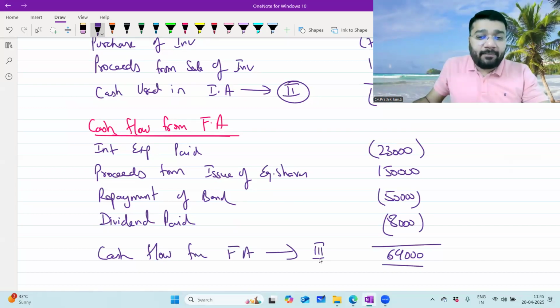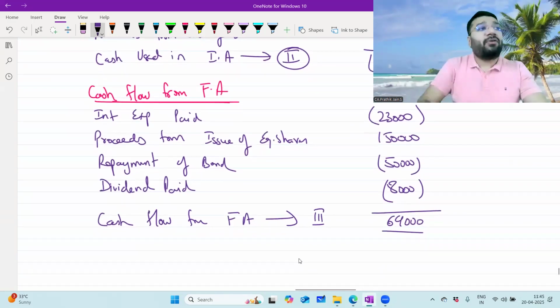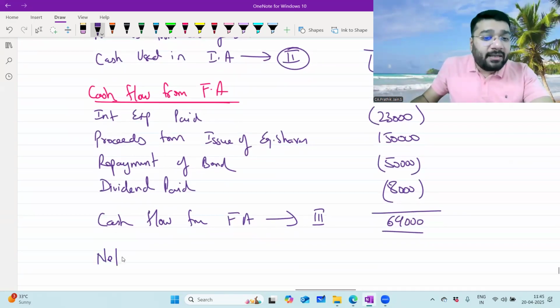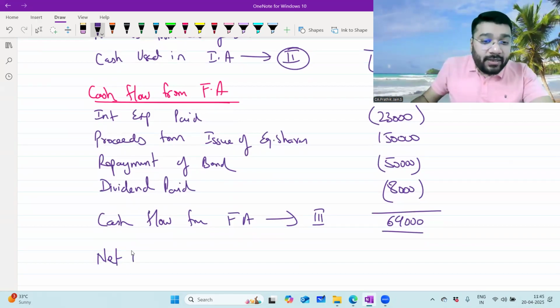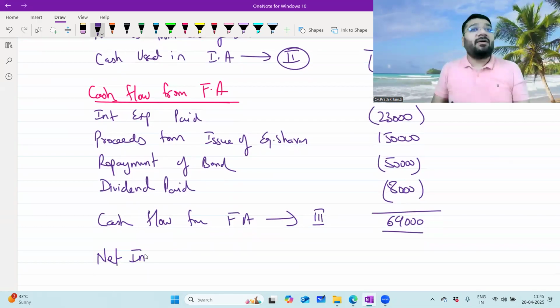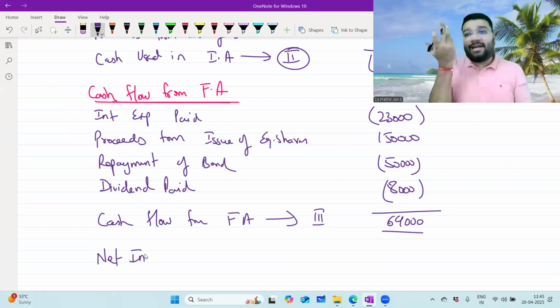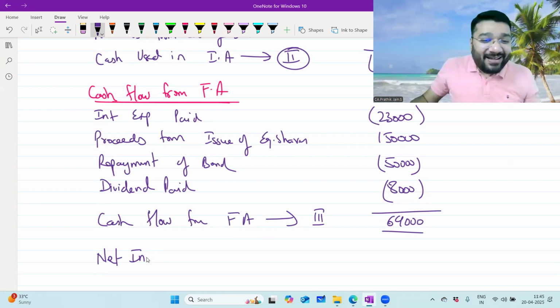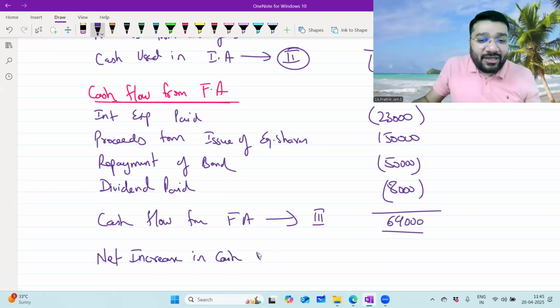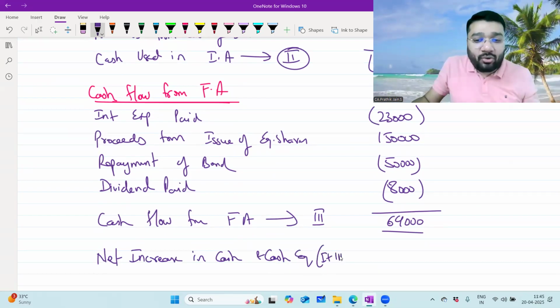Point number 3. So 1, 2, 3, we have to net off. So that is called as net. Positive or negative it is? Positive. So net increase. Don't write increase or decrease, which means you're giving option for the examiner. You decide whether it is increase or decrease. Net increase in cash and cash equivalents. That is 1 plus 2 plus 3. 31,000.